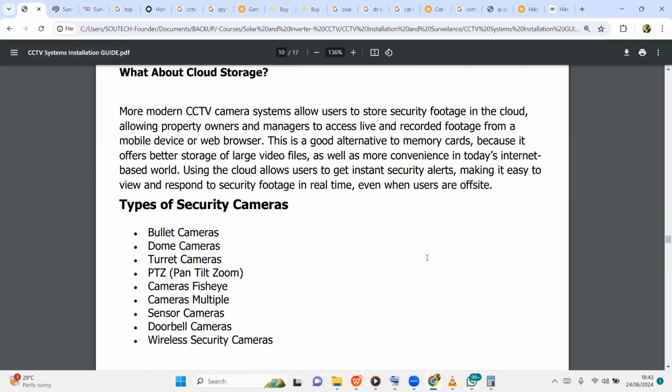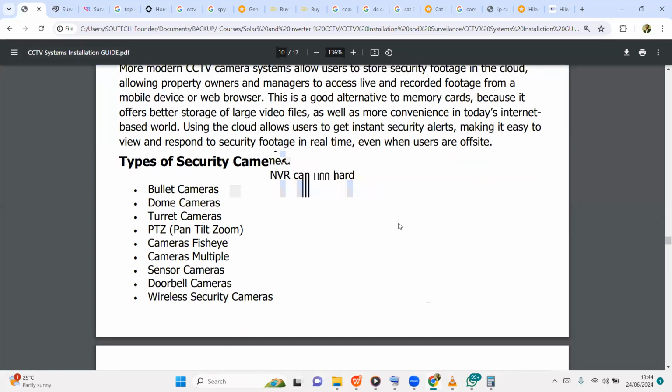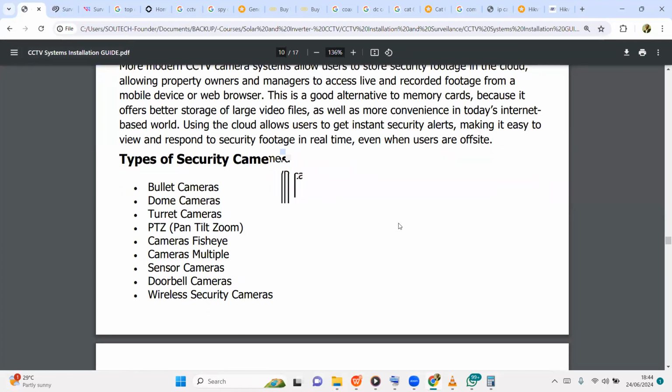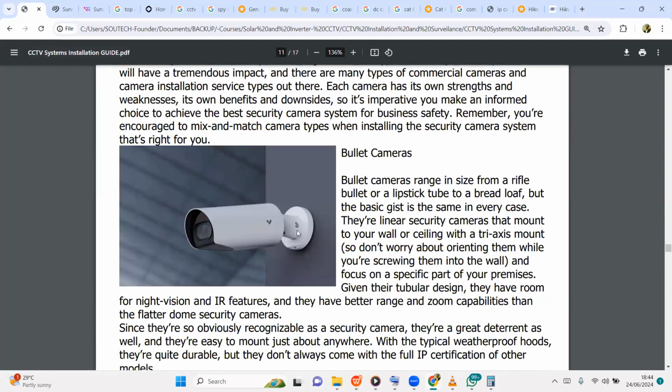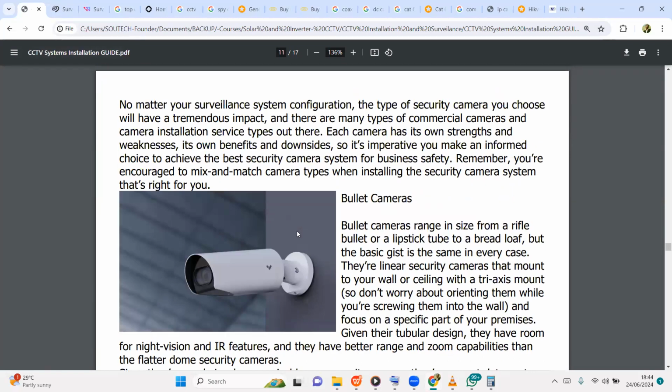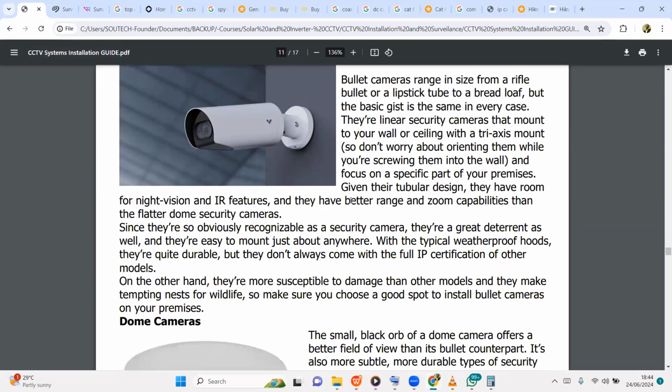Okay, so let's look at types of cameras. There are quite a lot of cameras, and you're going to deploy them in different instances. You have the bullet cameras, the zoom camera, the pan-tilt zoom, the fisheye camera, the multiple sensor cameras, the doorbell cameras, and some other security cameras. This is what we call the bullet camera, just like a bullet, and most of them are outdoors. You still have some of them that are indoor cameras.